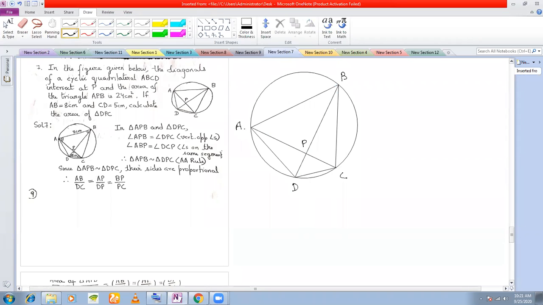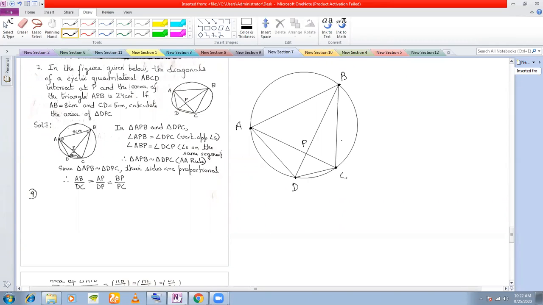Cyclic quadrilateral means if you see this vertex A here, this vertex lies on a circle. This vertex B lies on the circle. C lies on the circle and D also lies on the circle. So all the vertices of quadrilateral ABCD lie on the same circle. Such a quadrilateral is called a cyclic quadrilateral. Although we will not be applying the concept of cyclic quadrilateral in this, they have given you this just to confuse.